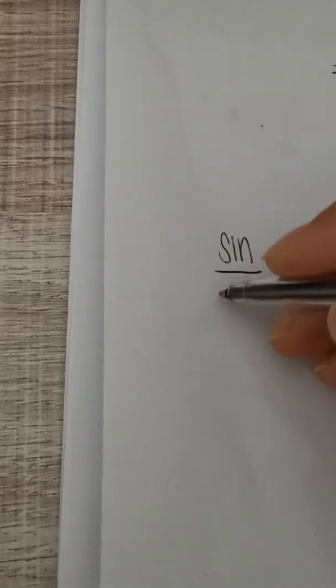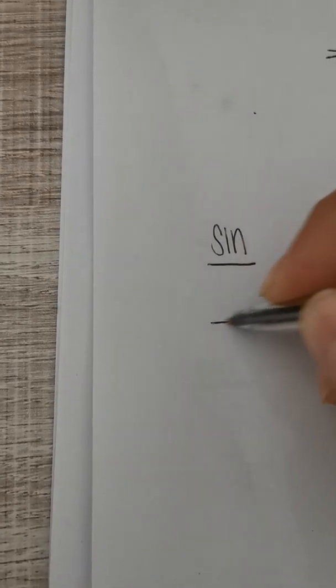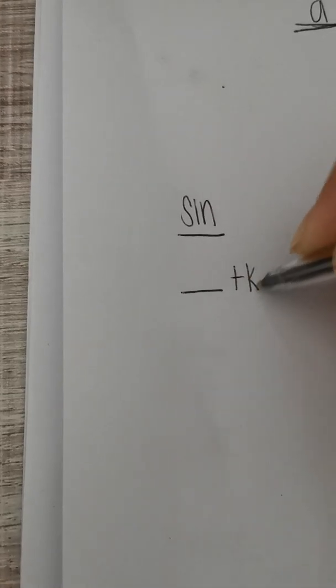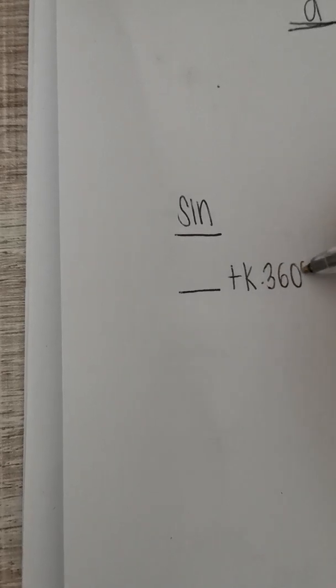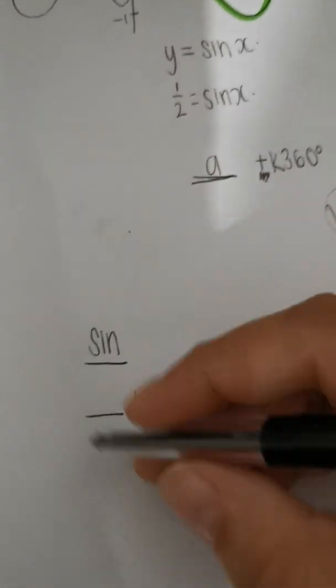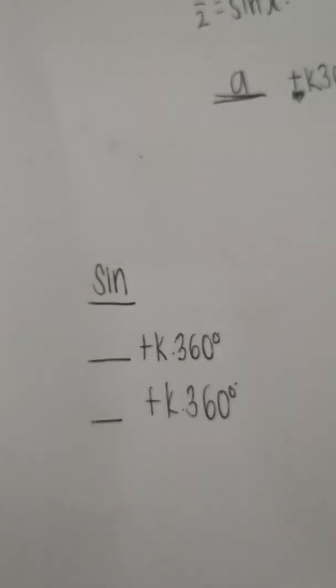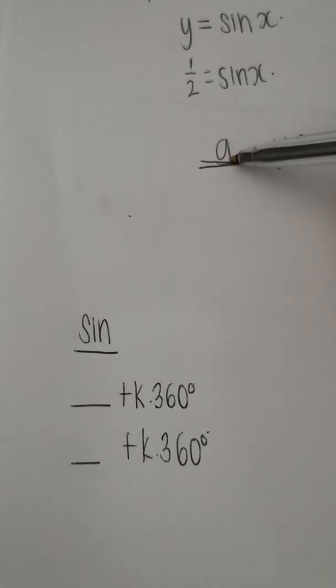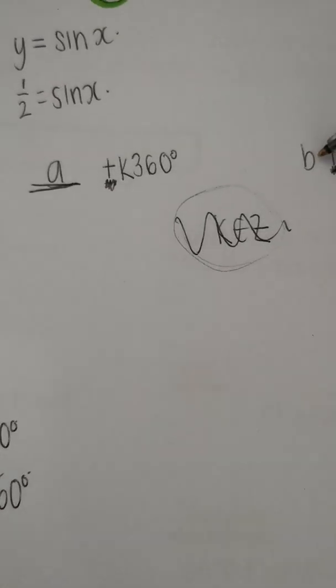For sine, and I've written it down there, we know we need to figure out what our answer is, plus K times 360 degrees, right? And we noticed that there wasn't one but two answers. So there's two answers, plus K times 360 degrees. How do I differentiate between this first answer and the second answer over here?